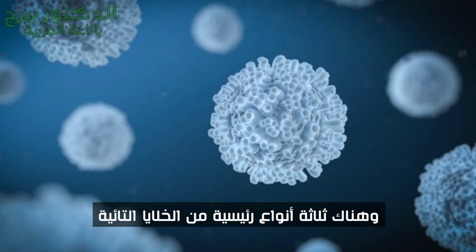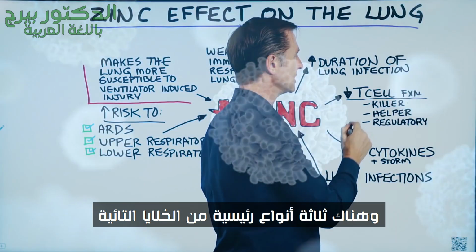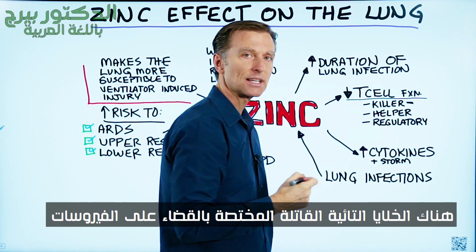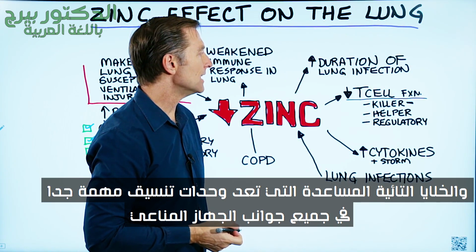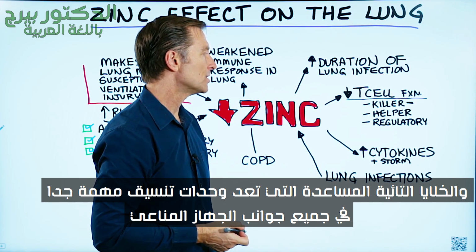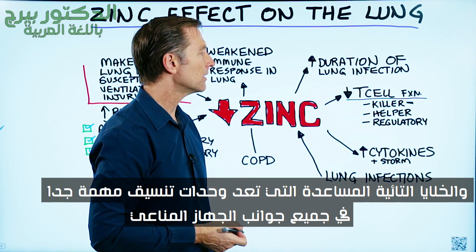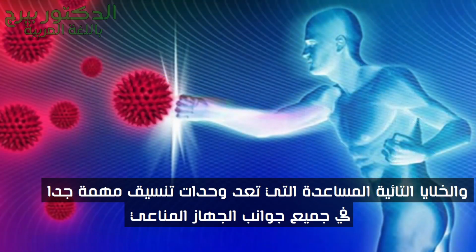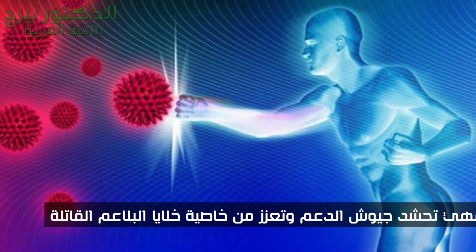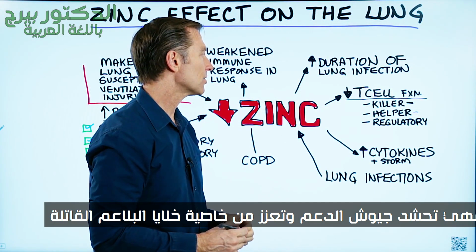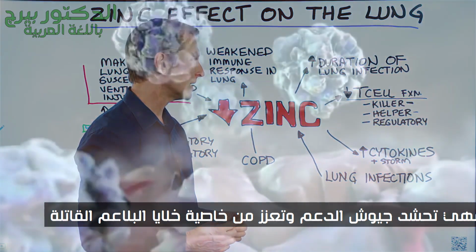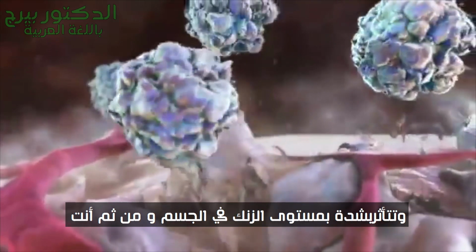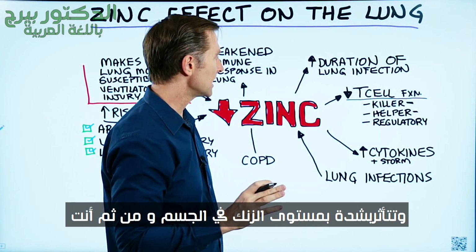There are three main types of T cells, and this stands for thymus. These are immune cells. You have the killer T cells, which specialize in killing viruses. You have the helper T cells, which are the coordinating unit. Very, very important in all aspects of your immune system. They recruit the backup army. They increase the killing power of phagocytes. They are a real essential and key coordinator for the entire immune system, and they're greatly affected by the level of zinc in the body.